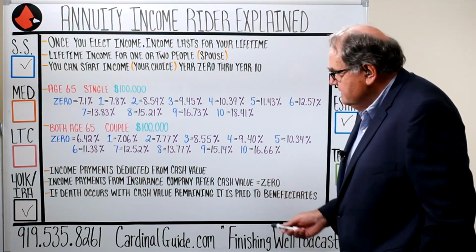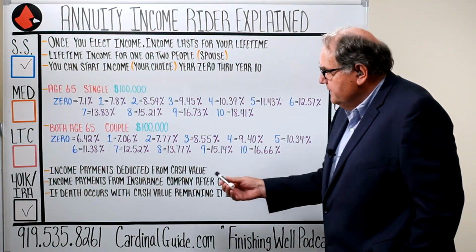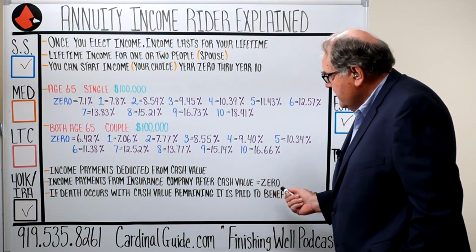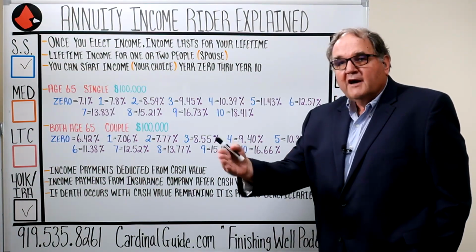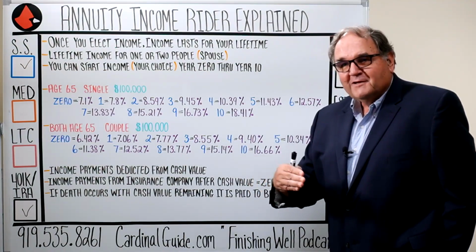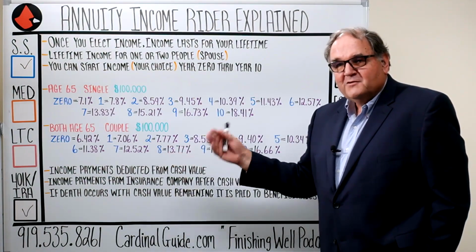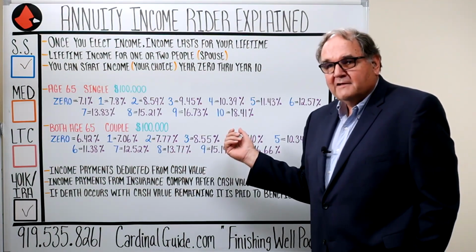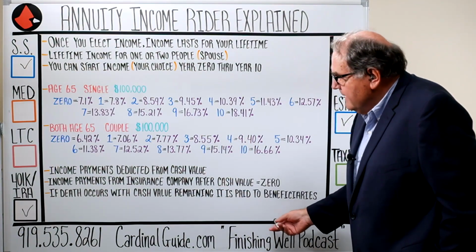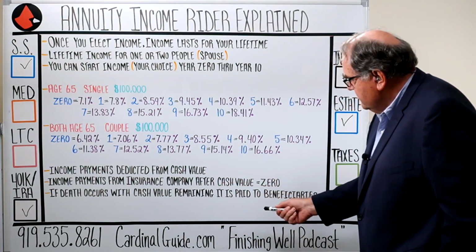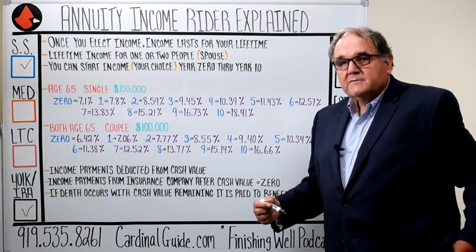So the fifth bullet that's down here, income payments from the insurance company after the cash value equals zero. So I already stated that, when the cash value of your annuity gets to zero, you still keep getting checks. They're just coming out of the insurance company's money. And then if death occurs with the cash value remaining, that amount is paid to the beneficiary.